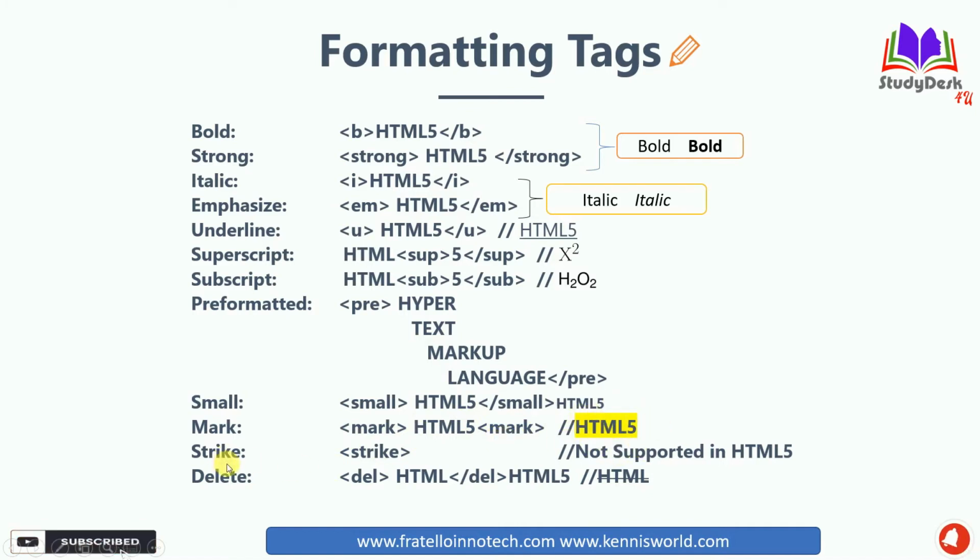And the next one is strike. If you want to strike through the content, we can use this strike format. And also use delete instead of strike. This delete defines text that has been deleted from a file. So if you use it like this, we will get a strike-through line across our text. So instead of the strike tag, we can use this del tag for strike. So all these are formatting tags.